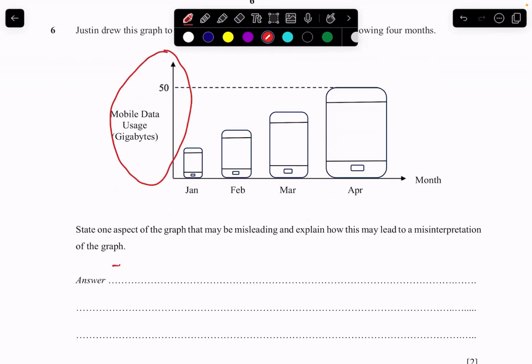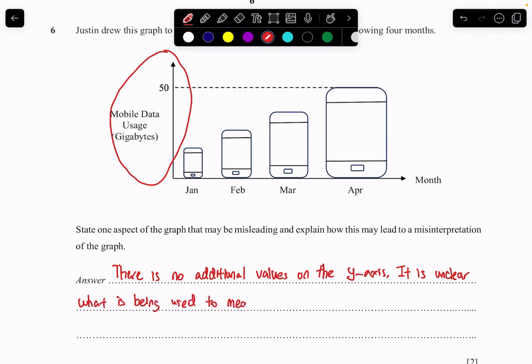Number one being that there are no additional values on the y-axis. So it is unclear what is being used to measure the data usage. This is the explanation. Then, this is math, so you need to back it up with proof. For proof, I usually like to use the smallest data versus the biggest data, the smallest being January, the biggest being April.